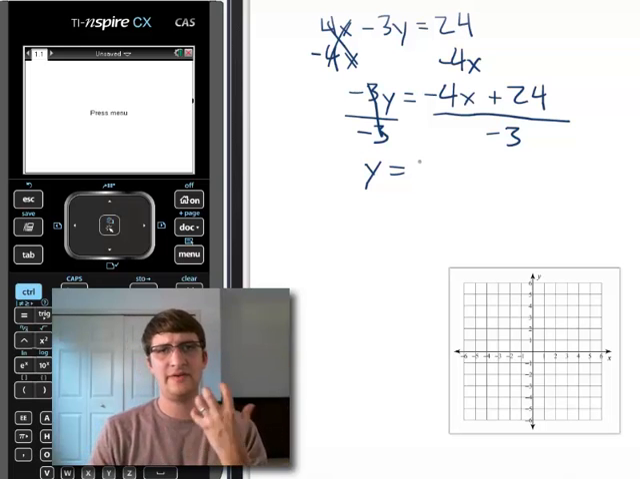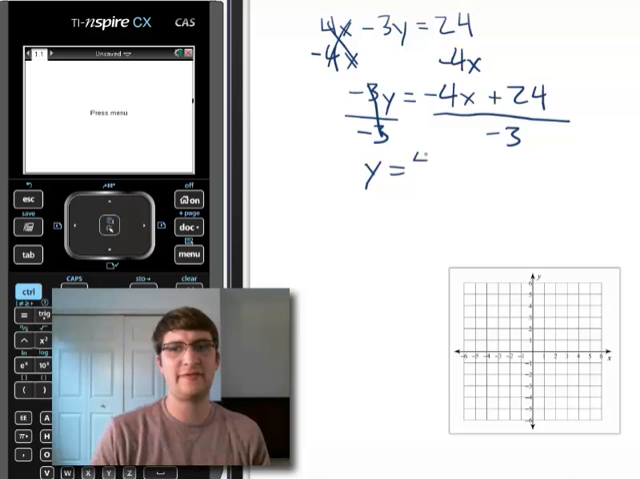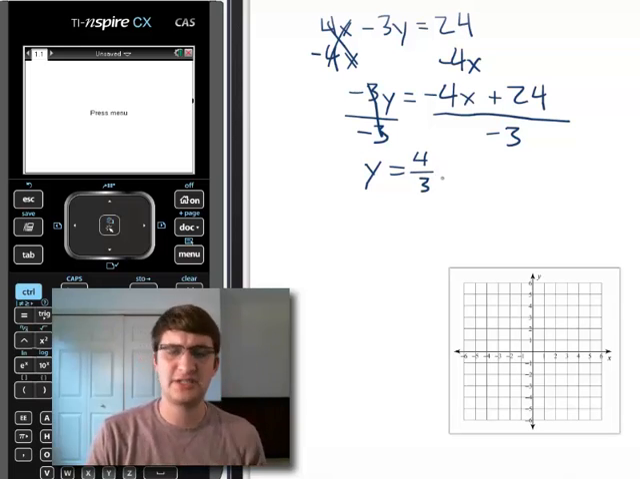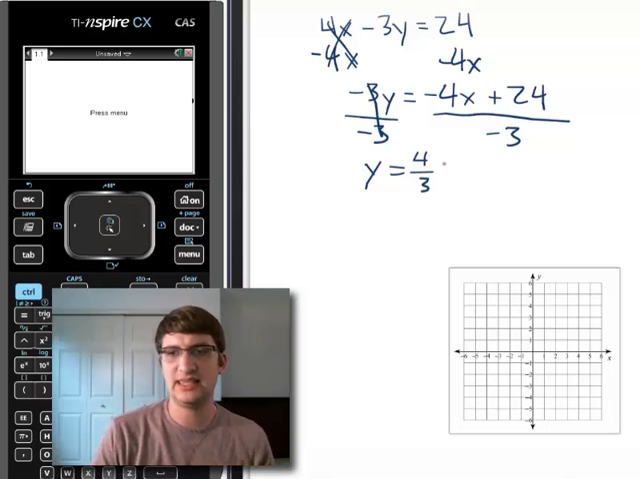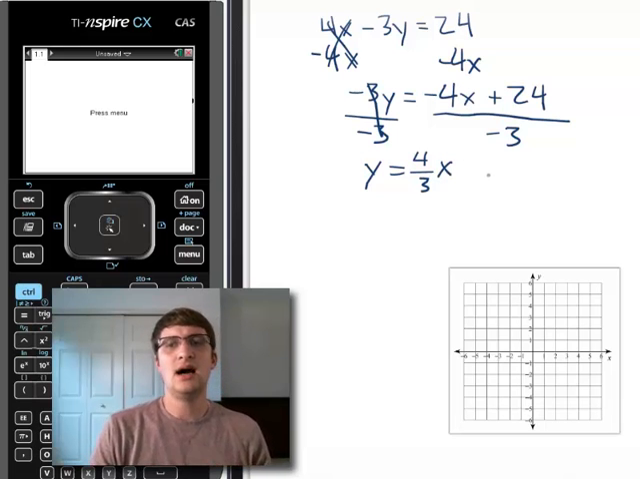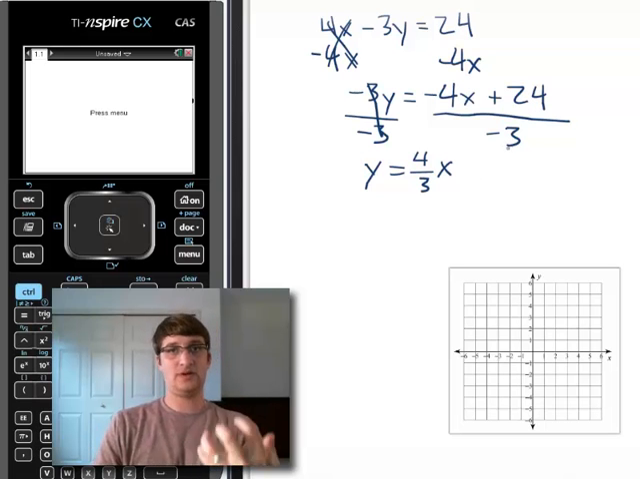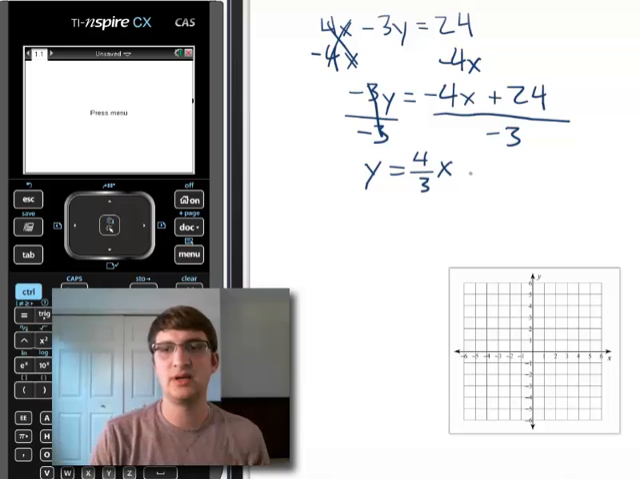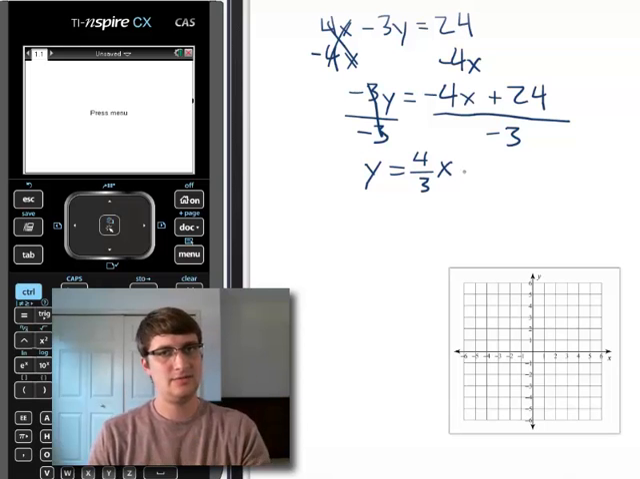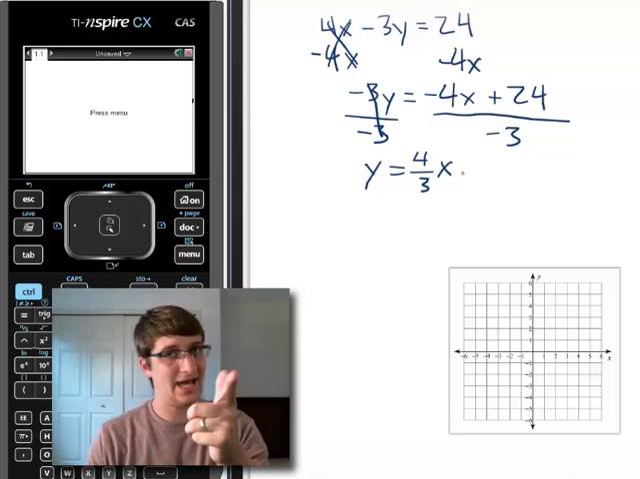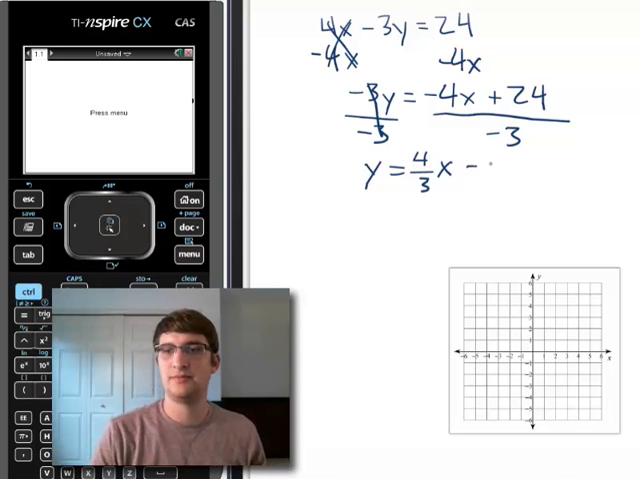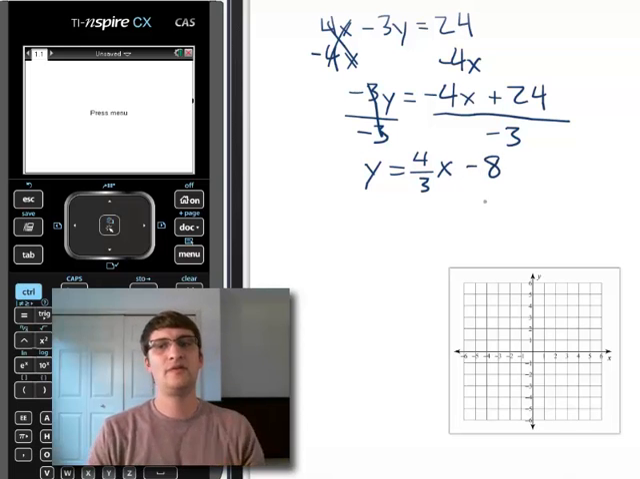And I'm going to leave 4 over 3 just as a fraction because slopes are okay to be fractions. I like that actually. So I'm just going to leave it like that and I can attach the x there. And then I'm going to take 24 and divide it by negative 3. Now 24 divided by negative 3 is going to be a negative number, negative 8. Okay, so I have 4 over 3x minus 8, all right?